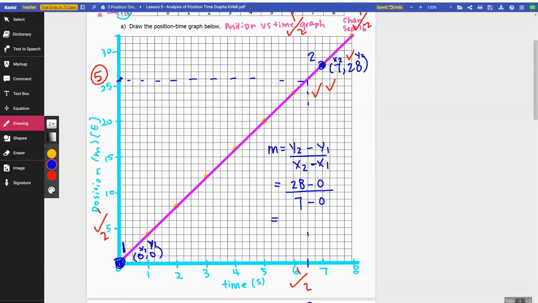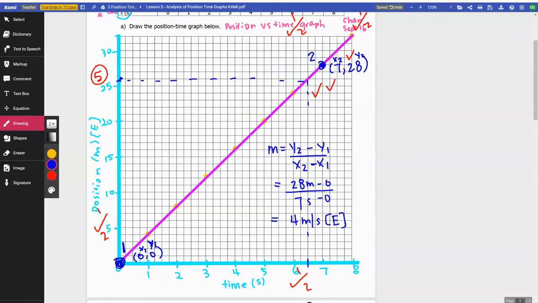So 28 divided by 7 is 4. The unit, I didn't put the unit down, I should have. I'm going to put in my unit. This is in meters. This is in seconds. So I have meters divided by seconds. That's why it's meters per second. And we always include the direction.